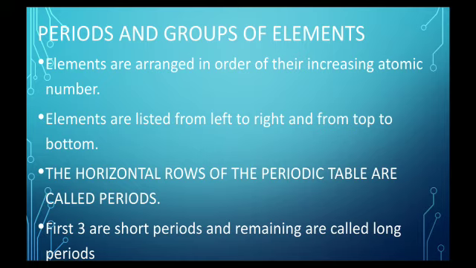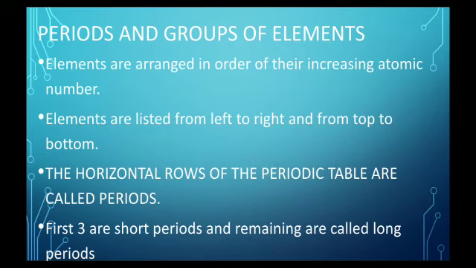We can see the arrangements in two ways. One is the horizontal arrangement, that is from left to right, and one is the vertical arrangement, that is from top to bottom. Elements are arranged in order of their increasing atomic numbers, and elements are listed from left to right and from top to bottom. From left to right means horizontal, and from top to bottom means it is the vertical arrangement.